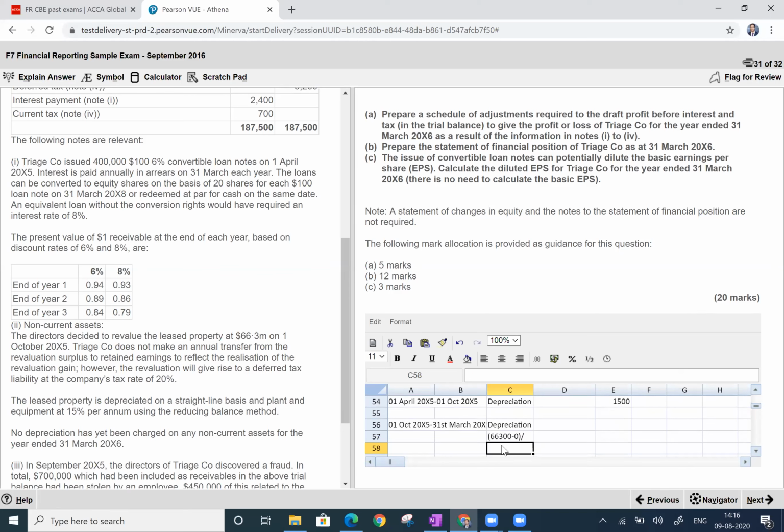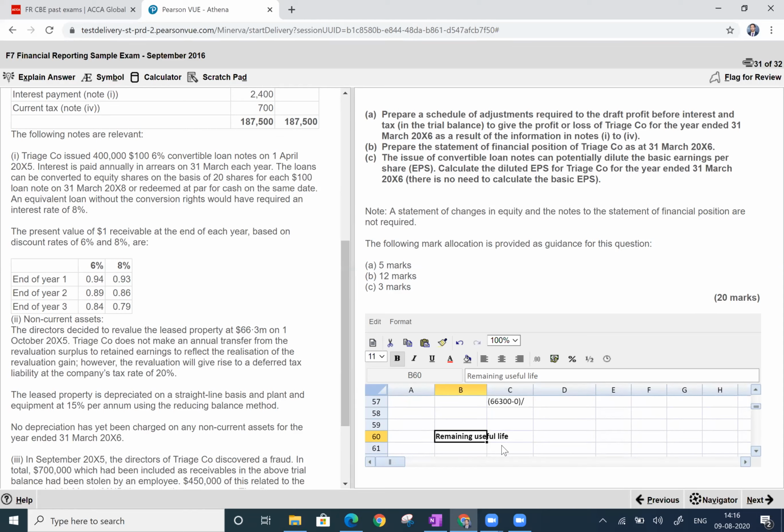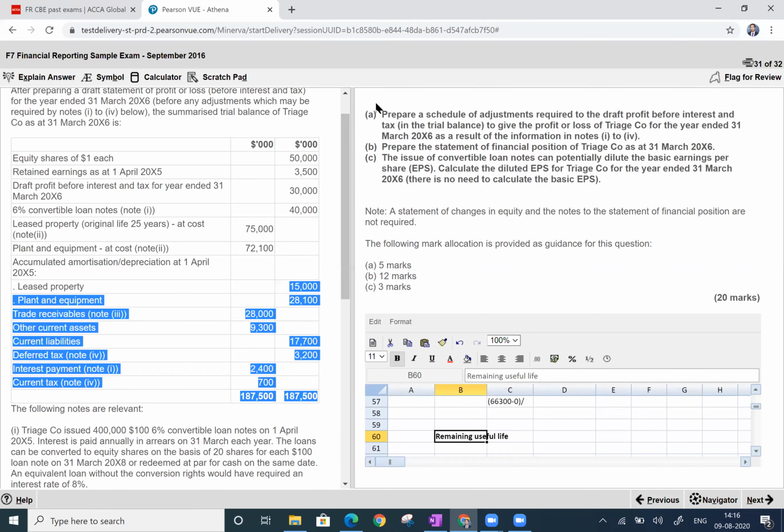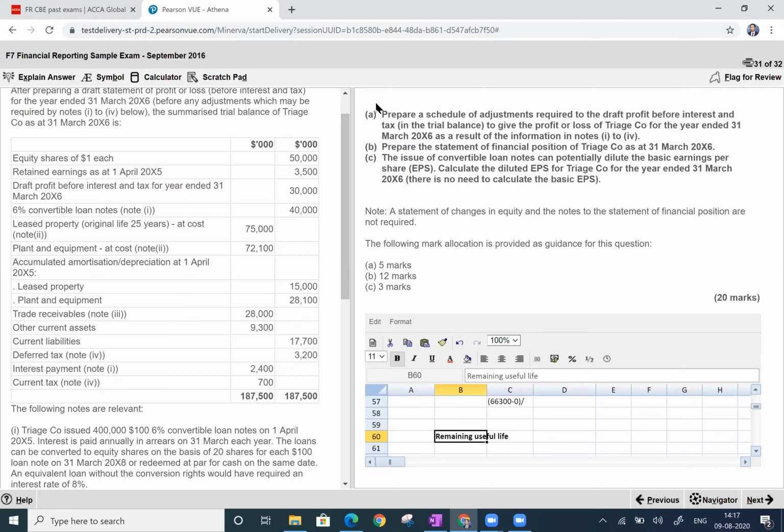Can anyone tell me what is the remaining useful life? It's not given. We're just going to give you 1 minute to think. Please think from this point of view. You will be able to identify it. 1 minute. Now it is 12:16. I will start discussing at 12:18. So 1 minute. Please think.